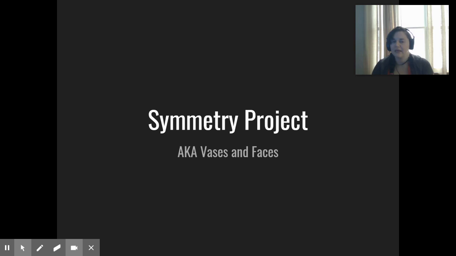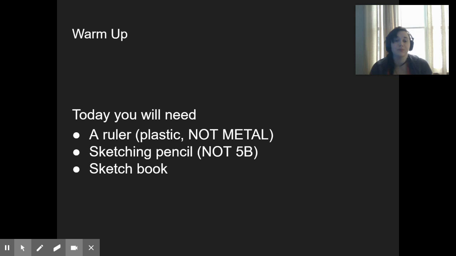What you're going to need today is a ruler, a sketching pencil, not a 5B, never sketch with the 5B, it's just too dark, and of course your sketchbooks.